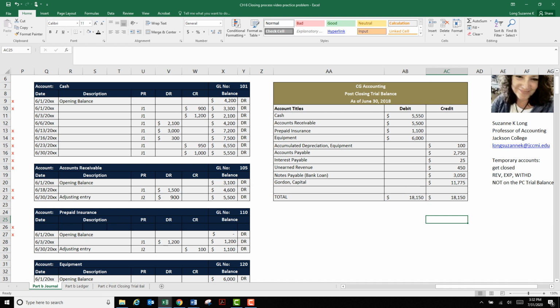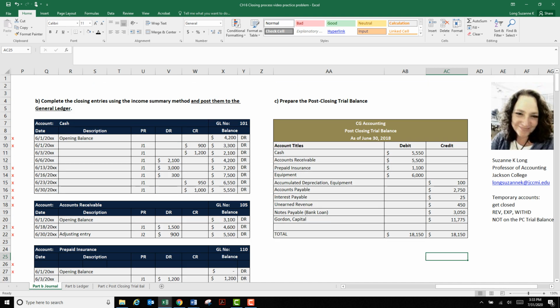Whew, good. If we're not in balance, remember to always check human error first. Check for typos, check for flipping numbers around, 1, 2, 0, 0 instead of 2, 1, 0, 0, etc. And then if you need to, go back through and check everything. Printing helps. Using two screens helps for checking out errors. So there's our post-closing trial balance.